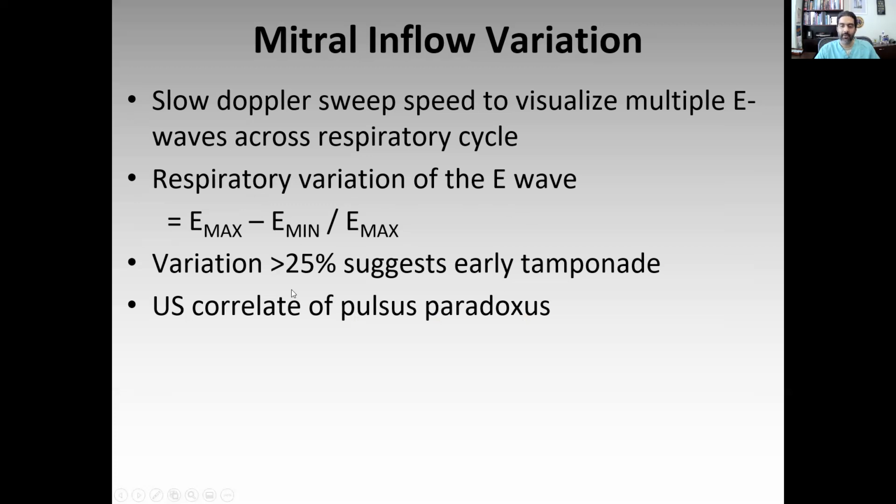If you have respiratory E-wave variation greater than 25%, along with a plausible etiology for tamponade, like a big pericardial effusion, that is very suggestive of early and evolving tamponade. Okay, this basically is the ultrasound or Doppler visualization or correlation for pulsus paradoxus. So what you're seeing here when you see E-wave variation is pulsus paradoxus.